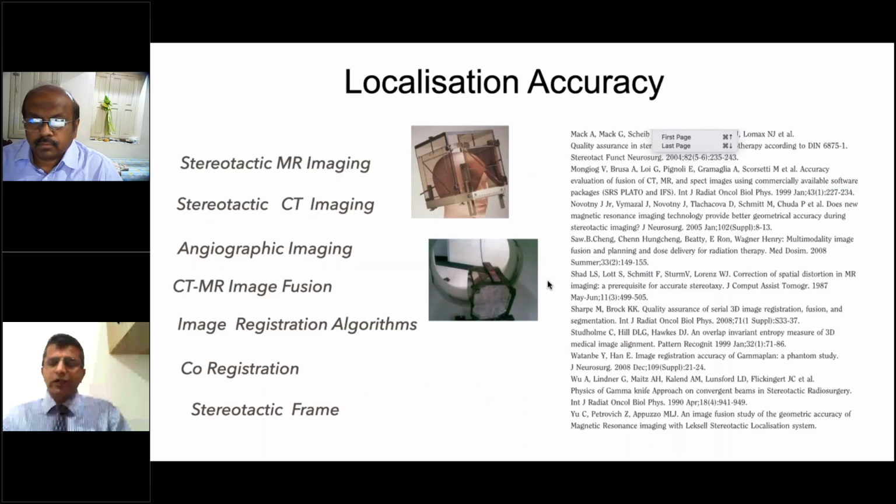When I started my career as a Gamma Knife physicist, this was one of my major concerns. So I started looking into the literature for various options to find out this information, especially on stereotactic MR imaging, stereotactic CT imaging, angiographic imaging, CT-MR image fusion, and many other clinical issues that a physicist may encounter in setting up a radiosurgery program. I came across a number of publications from different authors, and it made me start my research in that way.